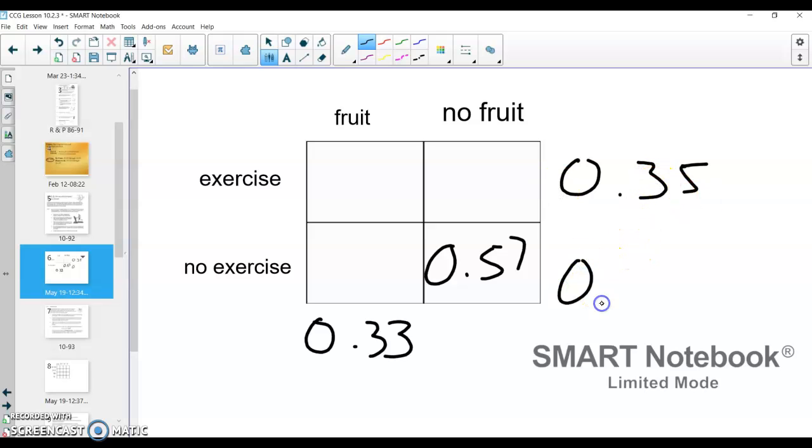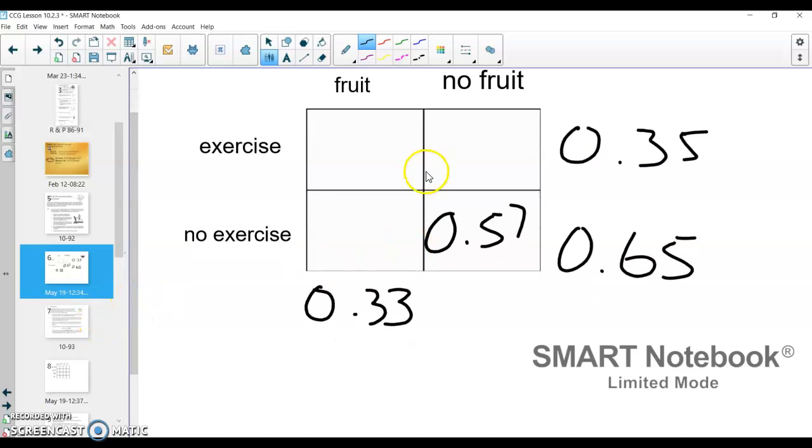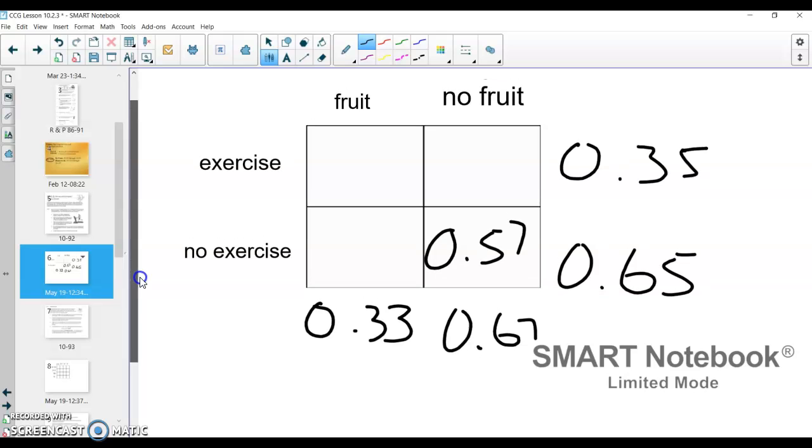Because percentages are always out of 100, that means 35% are exercising, and that means 65% is not exercising, because that has to get up to 100%, or in this case, because it's a decimal, has to get up to 1. We can say the same thing for no fruit, because we know 33% of people are eating fruit. That means 67% are not eating fruit, because we again need to get up to 100%, or in the case of a decimal, 1. And now that we know these, we can fill out the rest of the two-way table with our percentages.